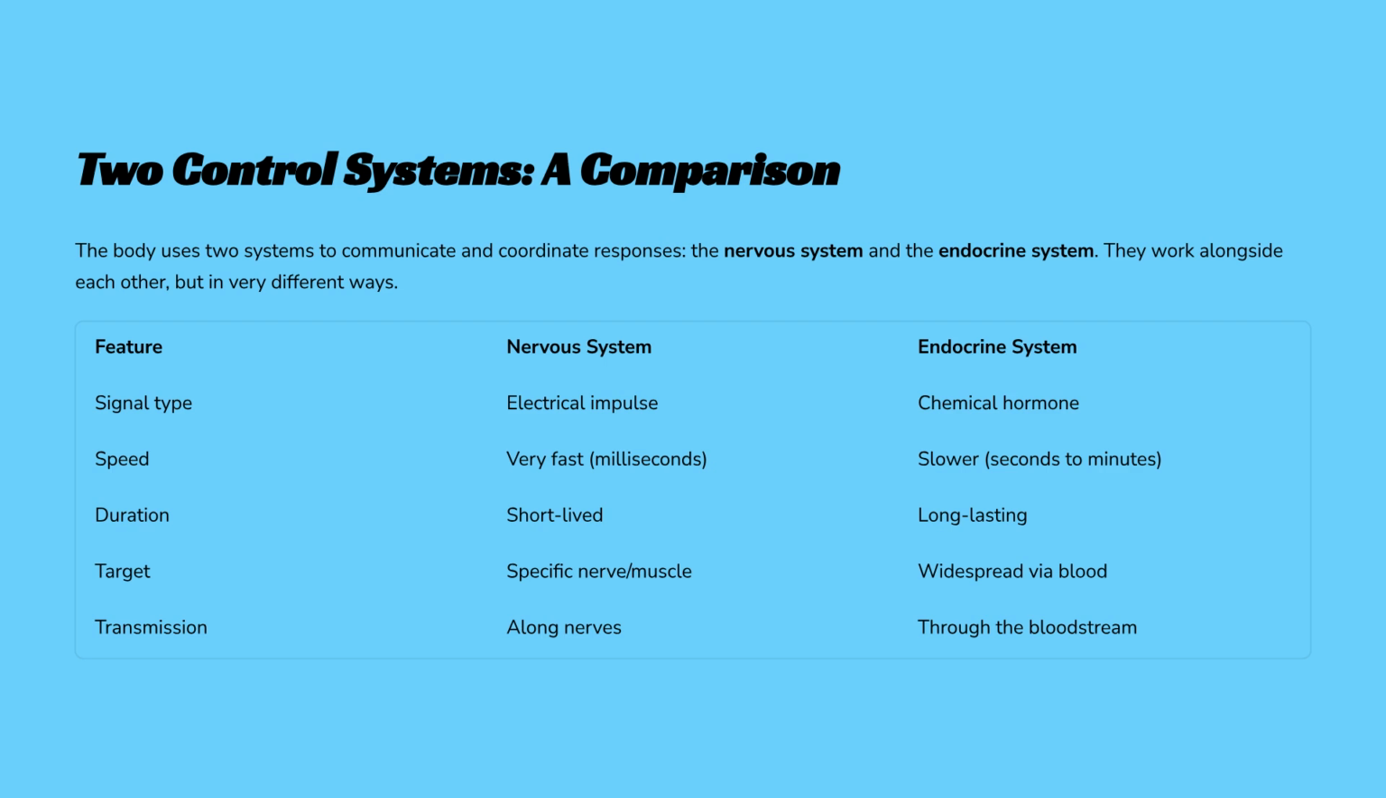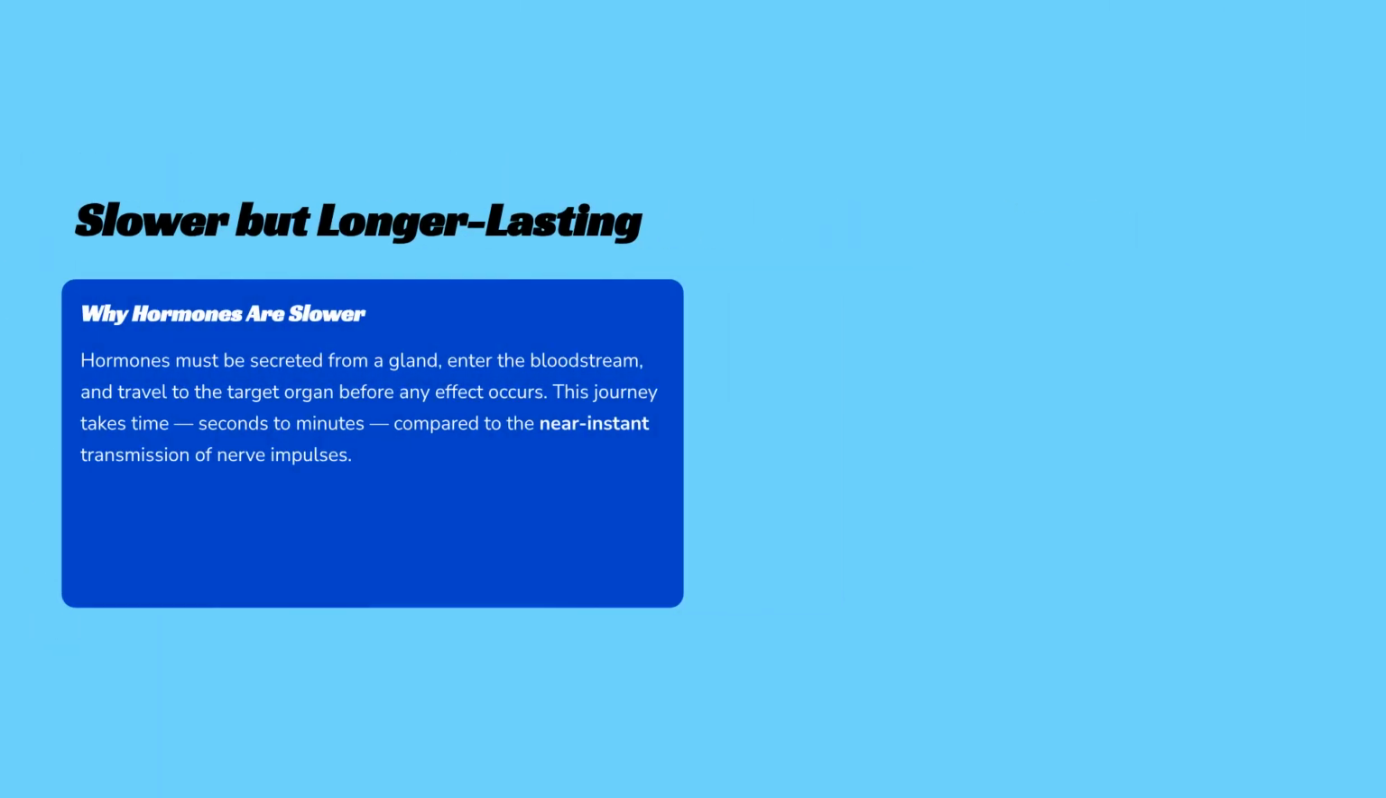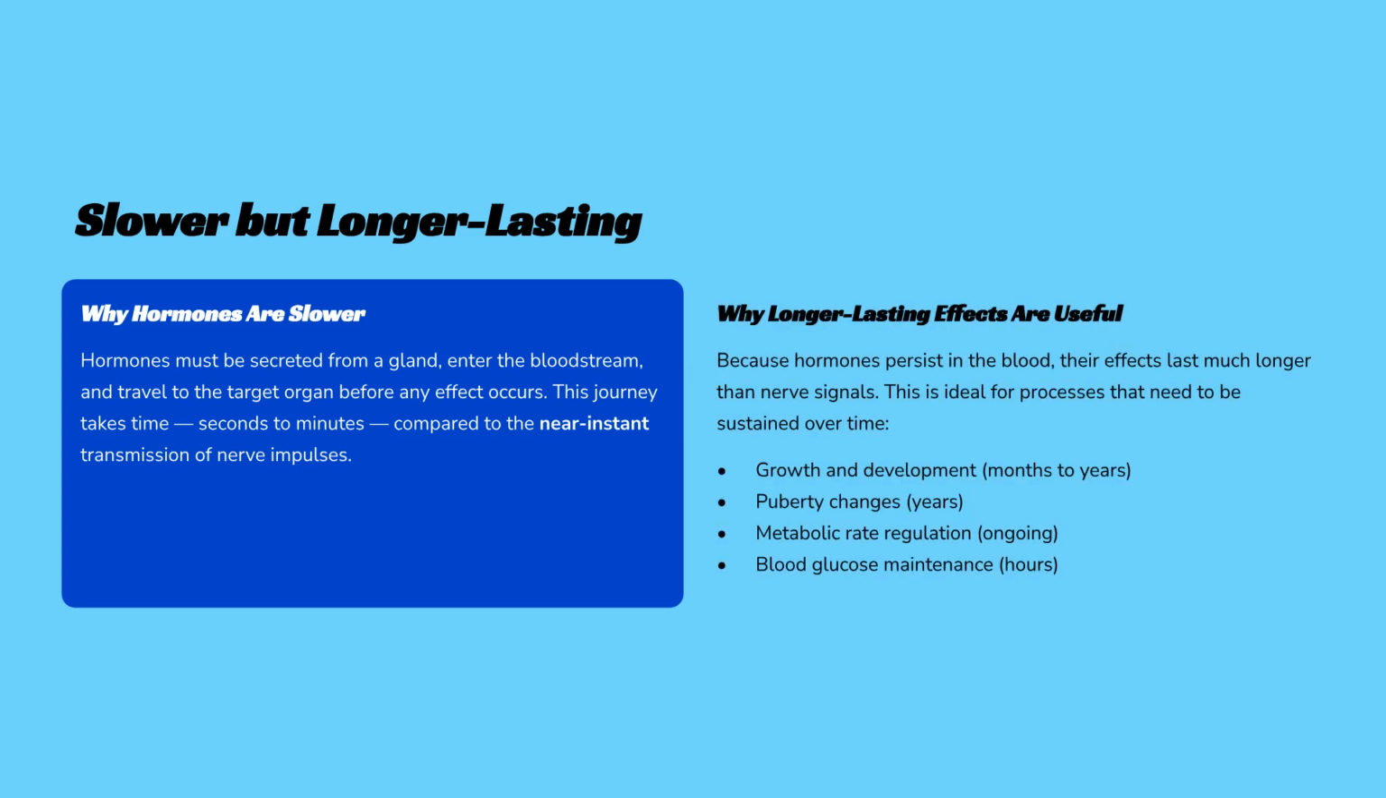The nervous system uses fast electrical impulses along nerves for short-lived, specific actions. The endocrine system uses slower chemical hormones transported by the blood for widespread, long-lasting effects. Hormones are slower because they must travel through the bloodstream. However, this method allows for long-lasting effects necessary for sustained processes like growth, puberty, and metabolic regulation.